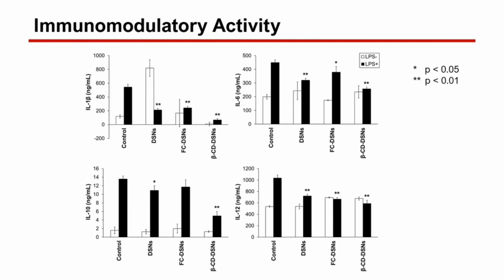And finally, the anti-inflammatory ability of these peptides and their nanoparticles was studied. It was found that all DSN samples were able to reduce the production of pro-inflammatory cytokines in macrophage cells that were challenged with LPS. They were able to reduce the production of cytokines such as interleukin-1 beta, interleukin-6, interleukin-10, and interleukin-12, and it was found that beta-CD DSNs were the most effective at reducing the production of these cytokines.